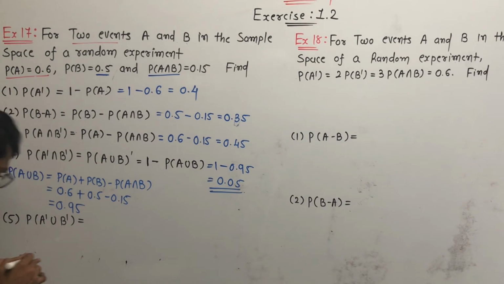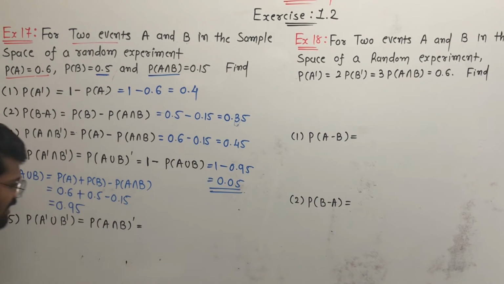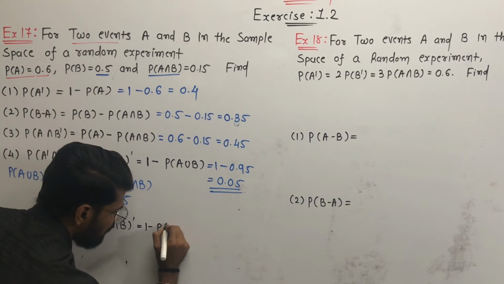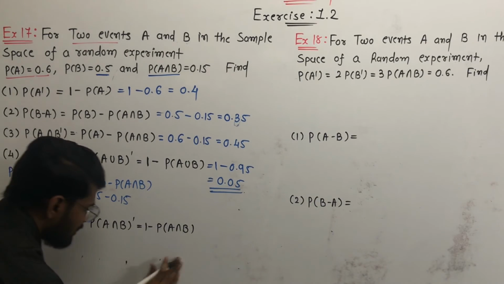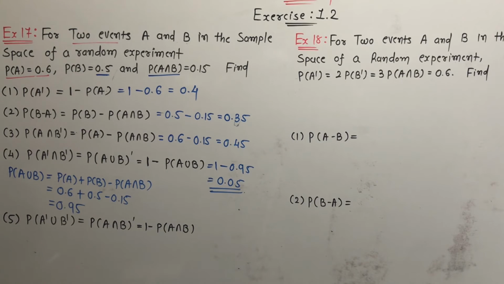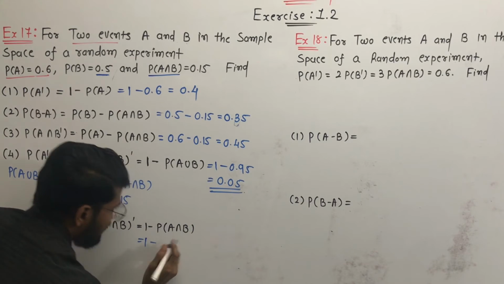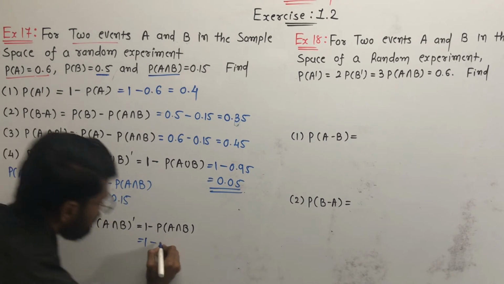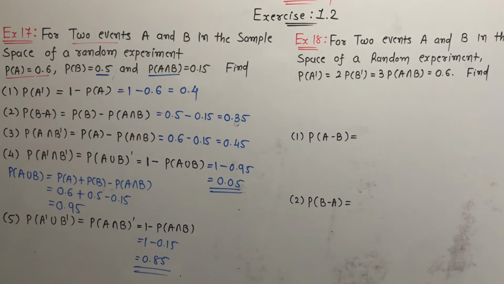Okay, so the equation is that P of A dash union B dash is equal to P of (A intersection B) dash. And it can be written as 1 minus P of A intersection B. Clear? We remove the complement. But here we know the value of P of A intersection B, so we don't have to find it. Okay, now we put the value: 1 minus P of A intersection B, which is 0.15. 1 minus 0.15 is equal to 0.85. Yes, so it is too simple.